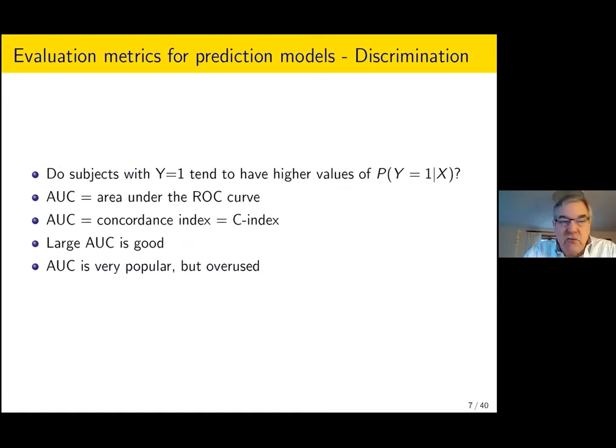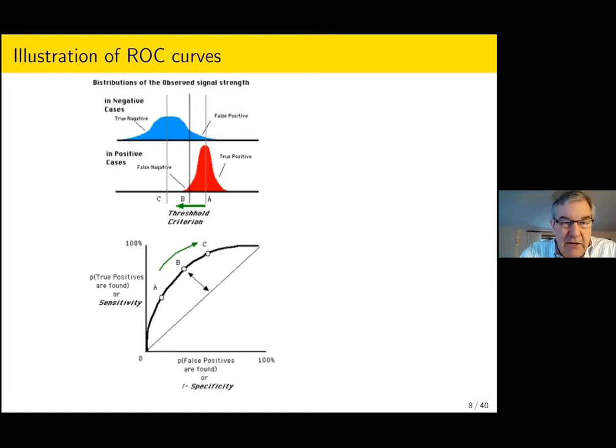Okay, so discrimination. So this is the area under the curve. That's this metric. It's also the concordance index. It's very popular, much overused in my opinion. And we can talk about that later if you want. A large AUC is good. I think I got some pictures of what it means. Yeah, so there's some sort of cartoons about how you calculate the AUC.